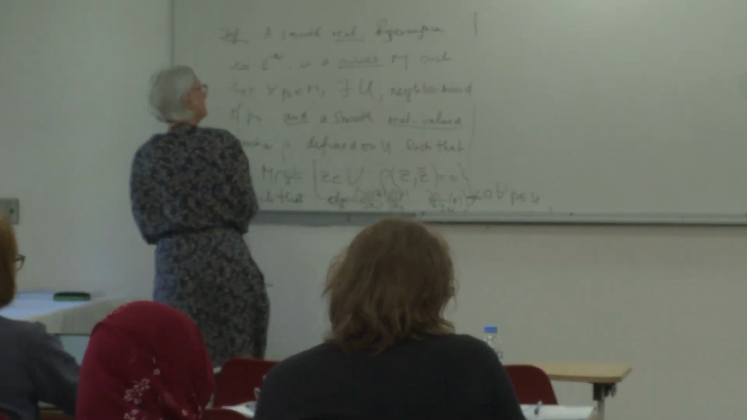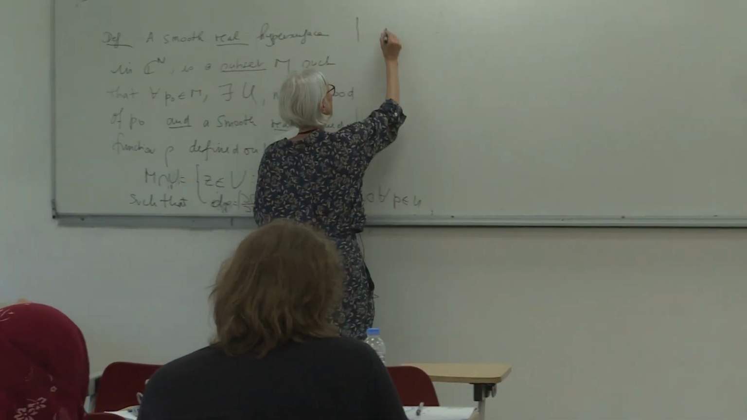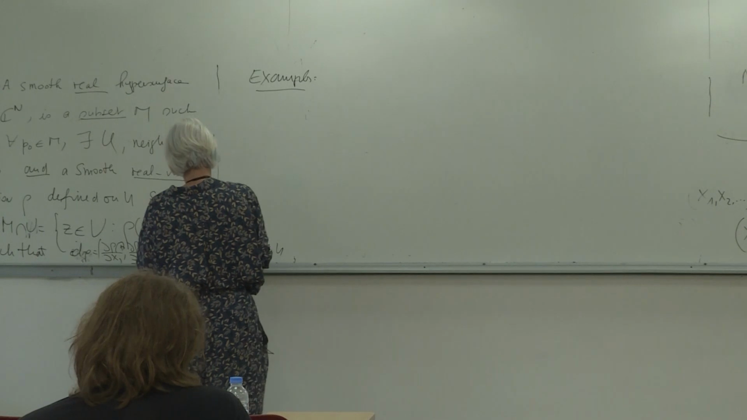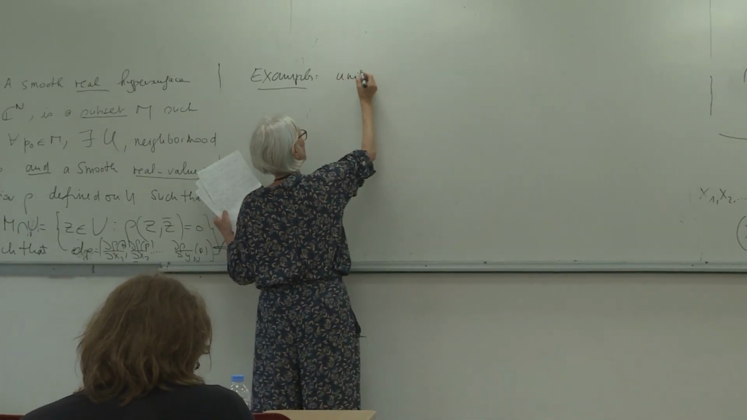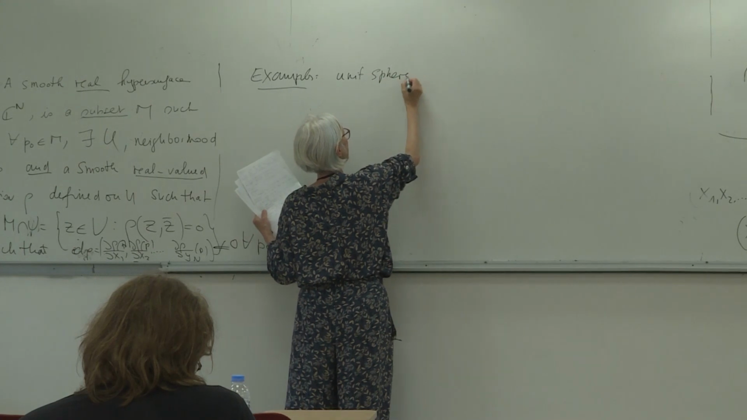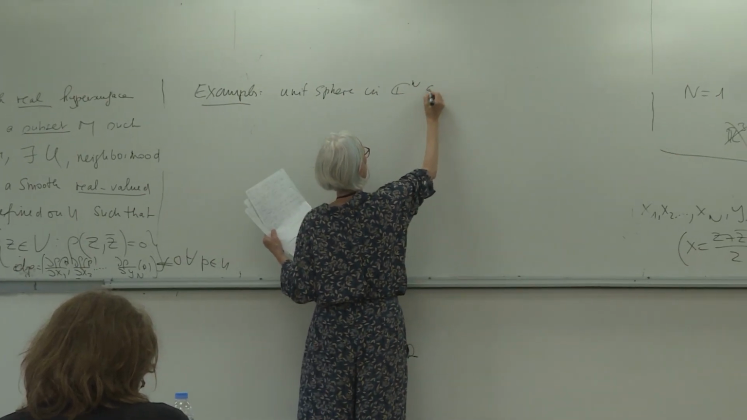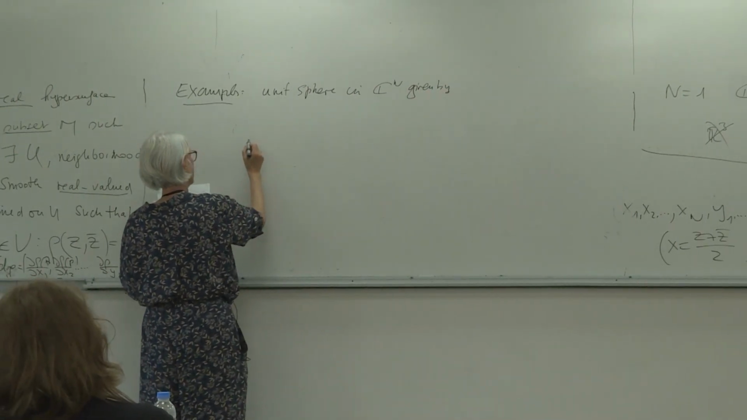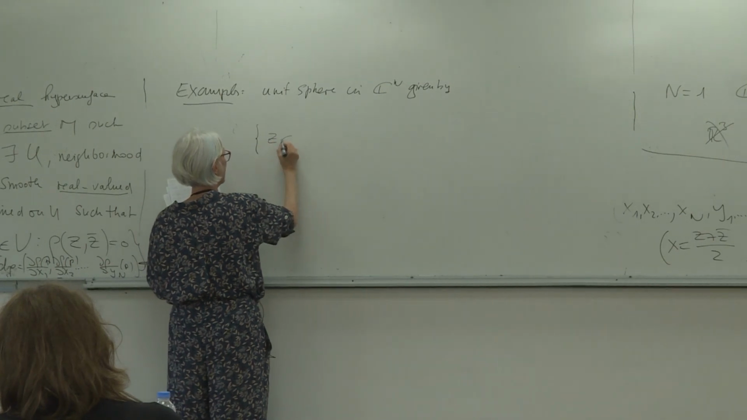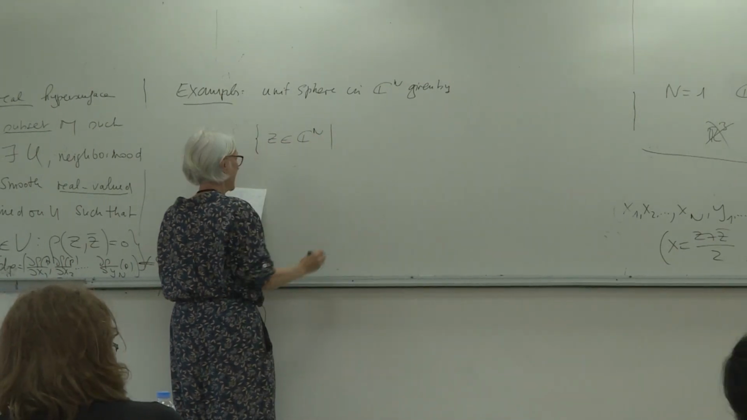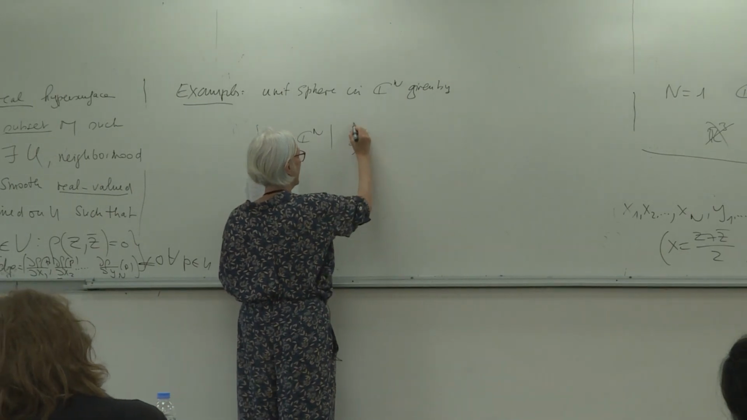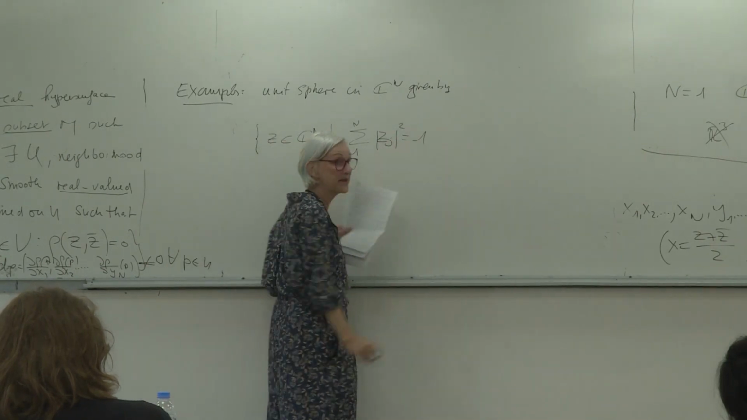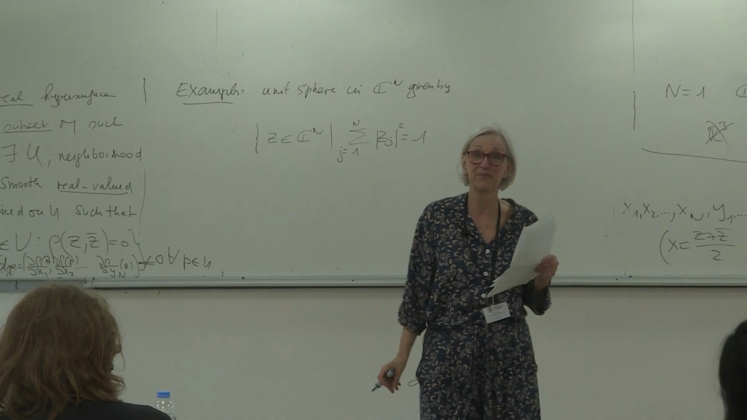So first example, a very important example. Unit spheres in C^n given by the set of z in C^n such that the summation from 1 to n of z_j squared is equal to 1. Okay?